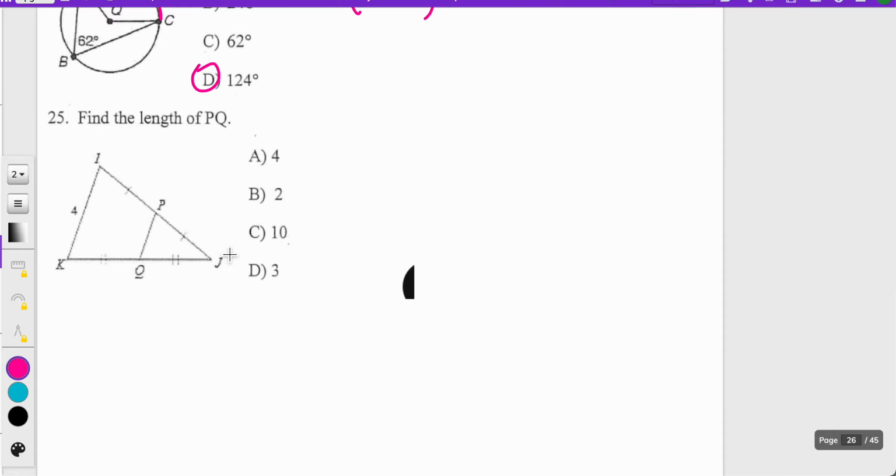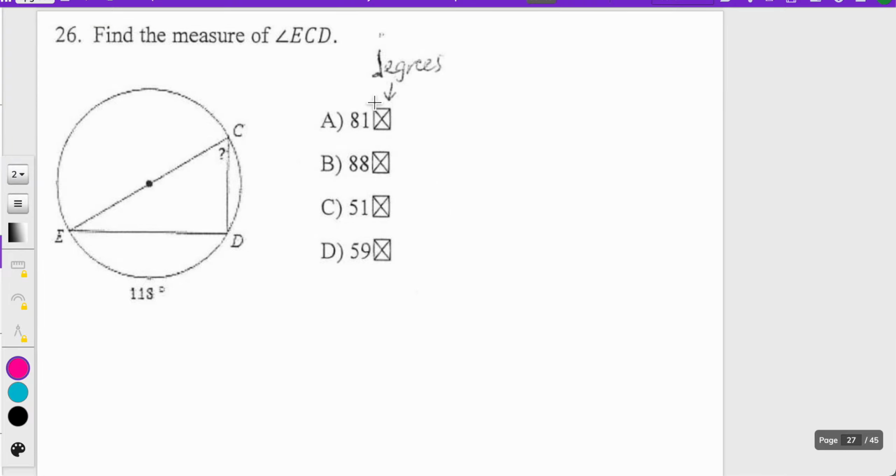Finding the length of PQ, so PQ is going to show us something similar to what we're seeing with IK. That is just going to be 1/2 of 4, since it's bisecting here. So that'll be B, 2.